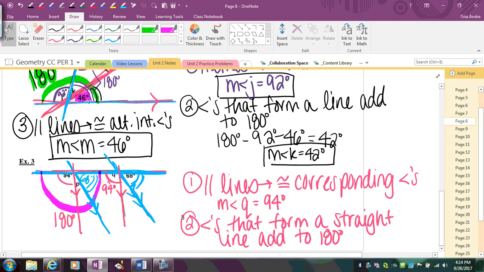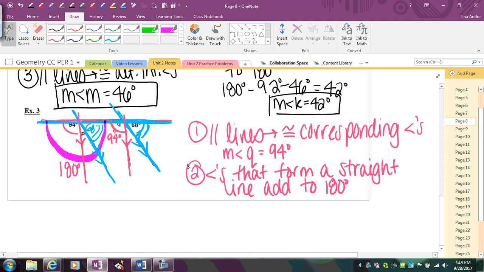So to finish up the problem here, I'm going to do 180 degrees minus what I have, 94 and 68. Keep in mind you could do 94 plus P plus 68 equals 180 and then solve for P. Same thing. This is just a little bit shorter. And when I do that, I get 18. So that means the measure of angle P is going to be 18 degrees.